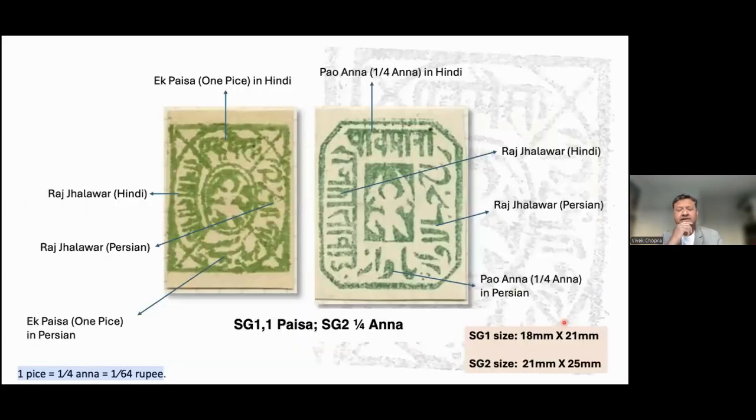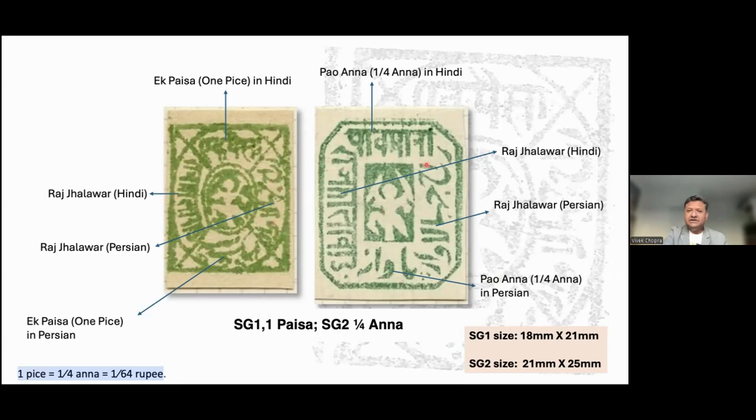So if you see the design in detail for the first issue, these stamps were 18 millimeter by 21 millimeter in size. And you can see in Hindi, it was written ek paisa, which means one paise. And the same one paise in Persian was written at the bottom. And on the left-hand side, in Hindi, it was inscribed Raj Jhalawar, which means the kingdom of Jhalawar. And on the right-hand side, the same Raj Jhalawar was written in Persian.